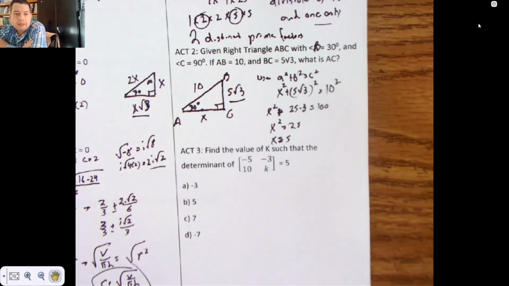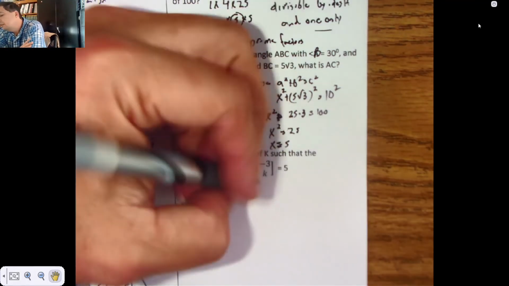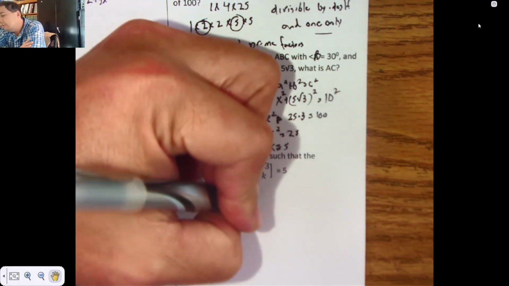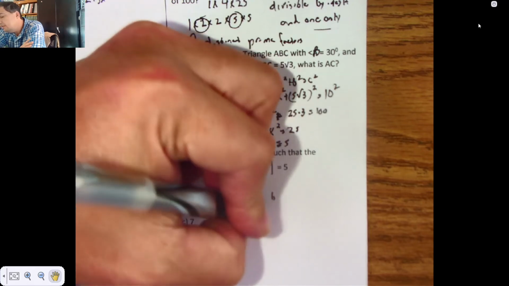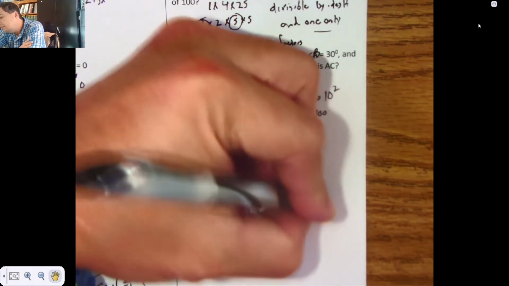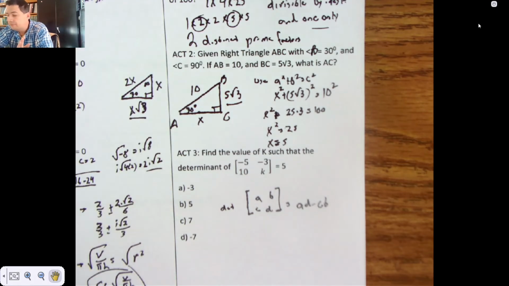ACT3, find the value of k such the determinant of this matrix is 5. So the determinant of a 2 by 2 matrix that contains the elements A, B, C, D is AD minus CB. That's how you do them.